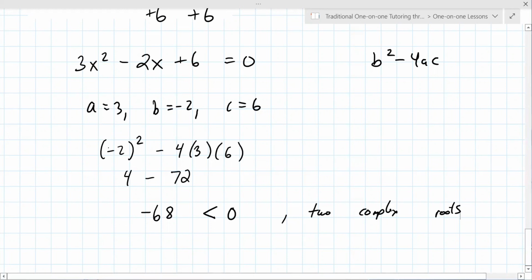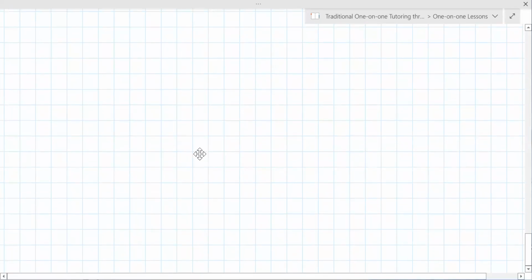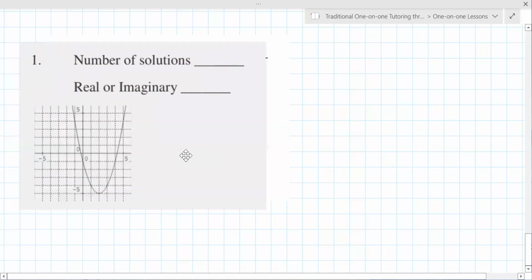All right. And just because we've got the time here, let me go back to question 1. Now that you've got a better understanding of this discriminant stuff. See how this has 2 real solutions in problem 1? The discriminant is greater than 0. That's what it means to have 2 real solutions. It crosses twice.